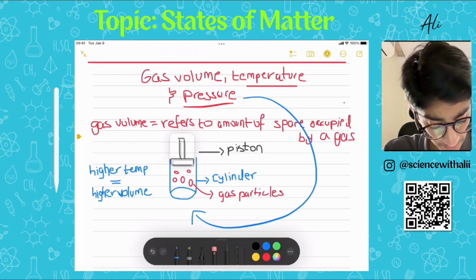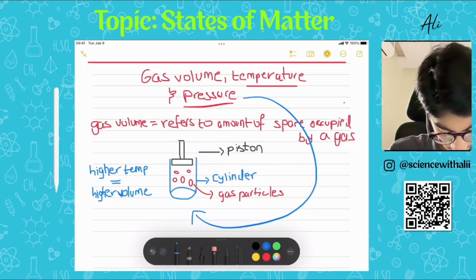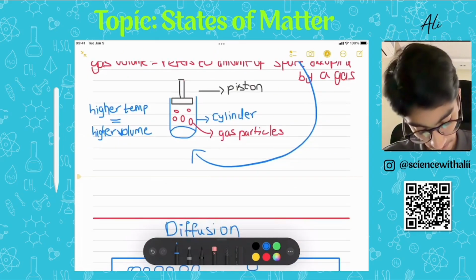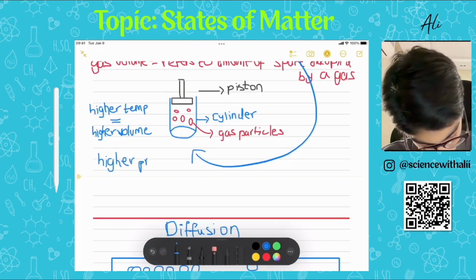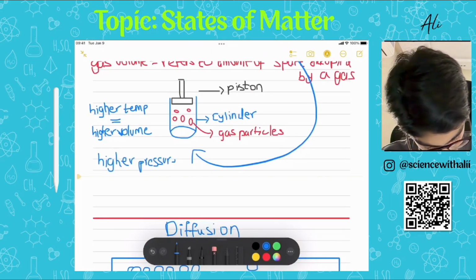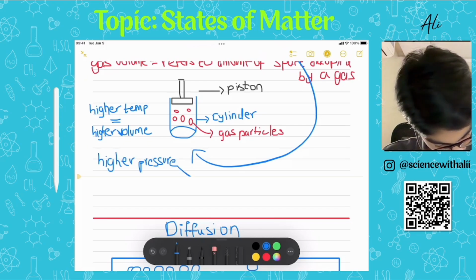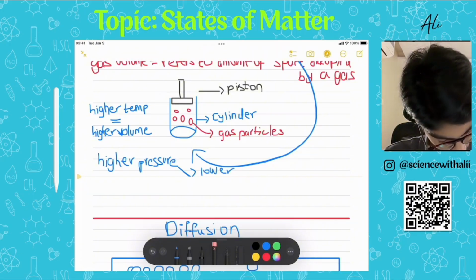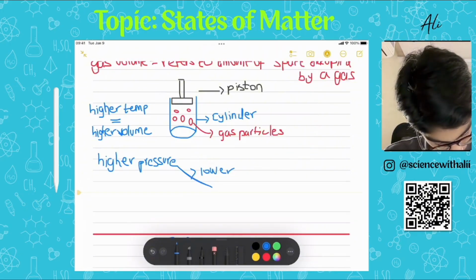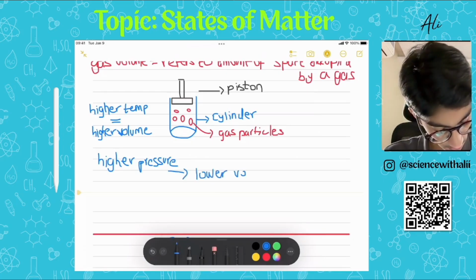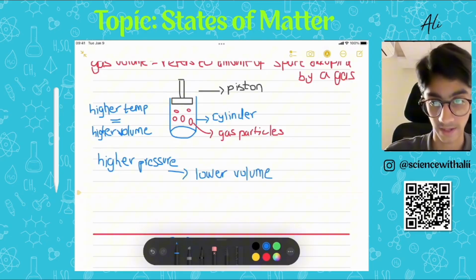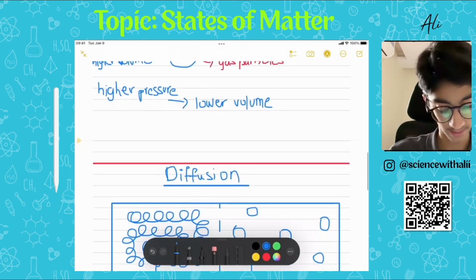Now in summary, let's just write this down as well. So a higher pressure leads to lower volume. This leads to a lower volume, right? As we discussed right now, right? So the big boy is next, diffusion.